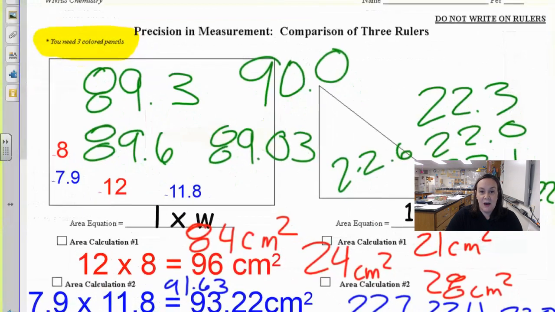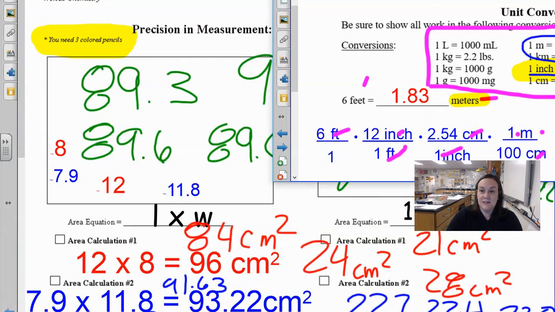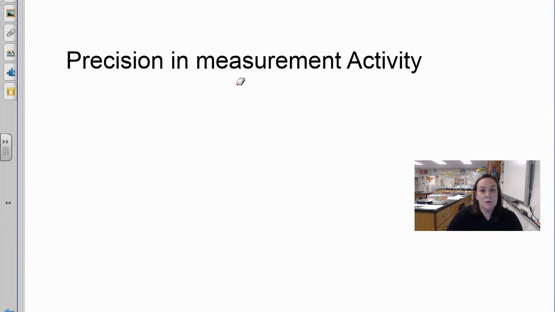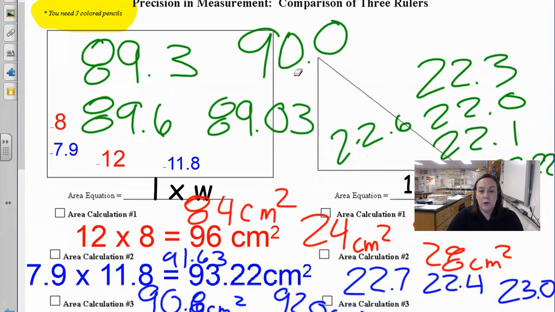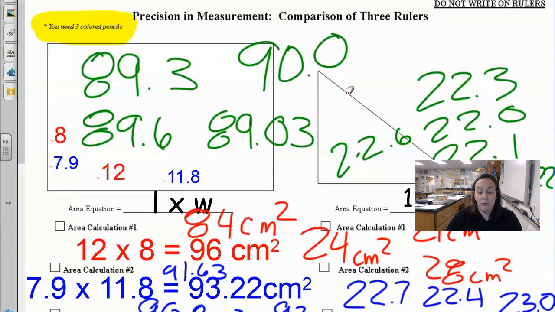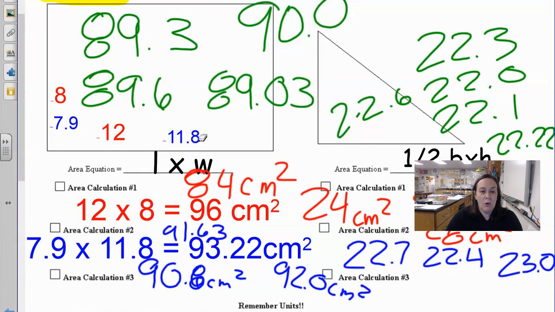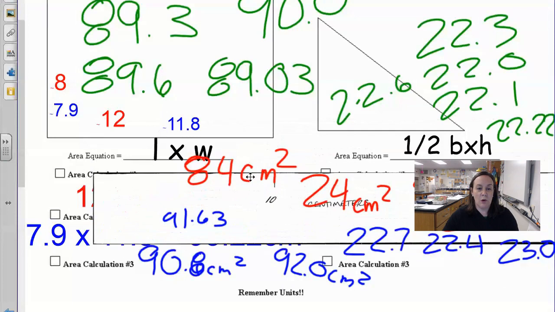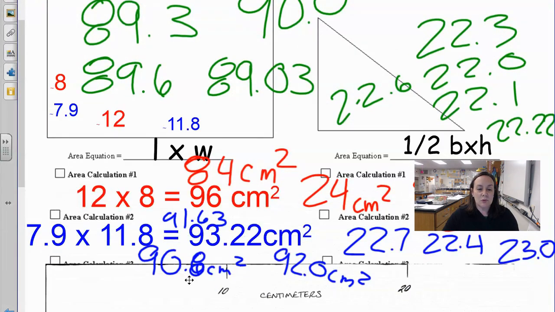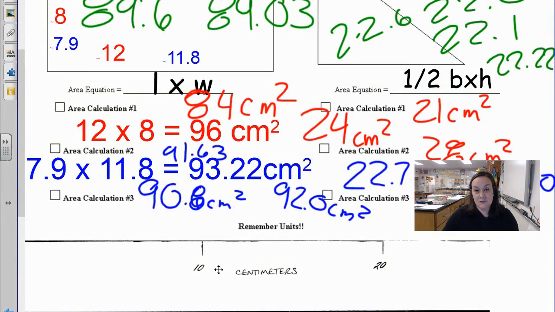Before we got into that, we did the next activity. We did what's called the precision and measurement activity. I'm not going to go through this whole thing with you because it was fairly interactive. But what we did was we took the area of 2 shapes, using 3 different rulers. The first ruler that we used was the ruler that we wrote in red, and this ruler only measures to the tens of centimeters.